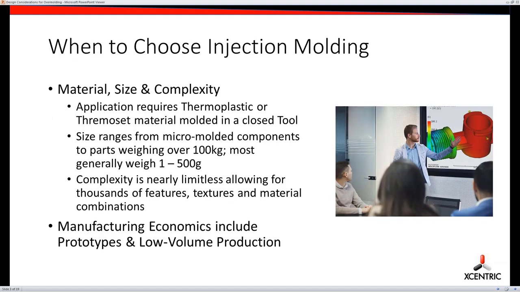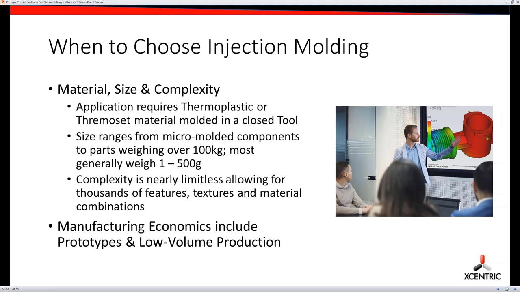So when do you choose injection molding? It's really going to be based on your materials, the size of your part, the complexity of the part, and what you are doing. If you have an application that requires some sort of plastic, specifically a thermoplastic or a thermoset material that needs to be molded, injection molding can range from micro molded parts up to very, very large parts. Think of car parts, dashboards, those types of things. And with the complexity, it's nearly limitless with injection molding.